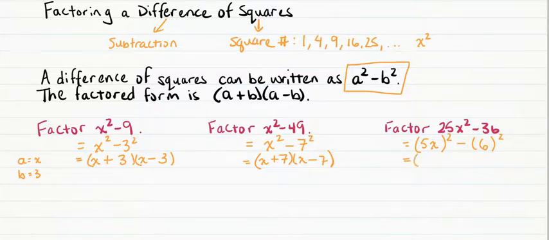So at the beginning of each bracket is a 5x, at the end of each bracket is a 6, and one of the brackets has a plus sign, and one of the brackets has a minus sign.